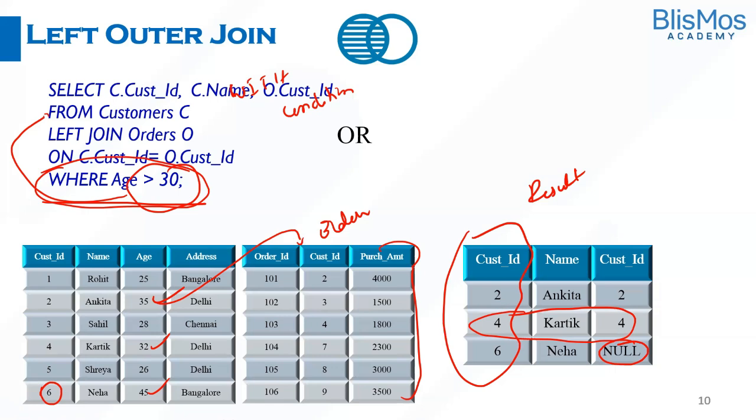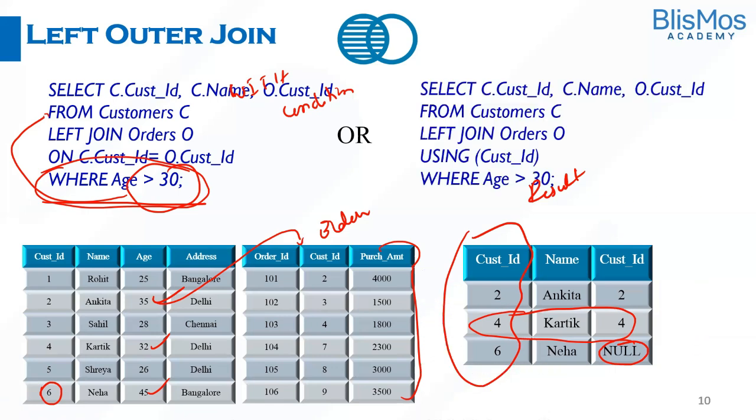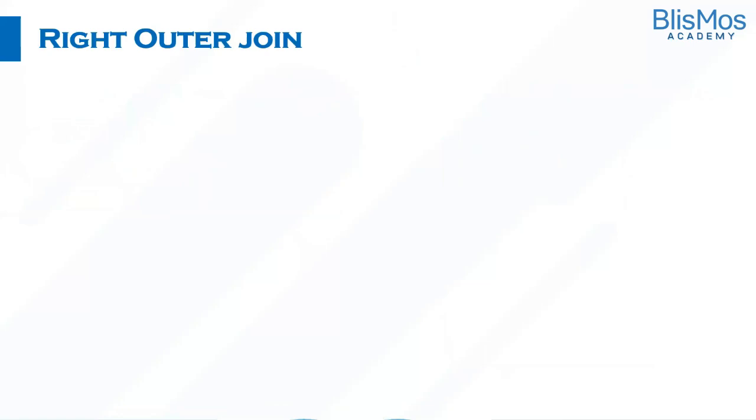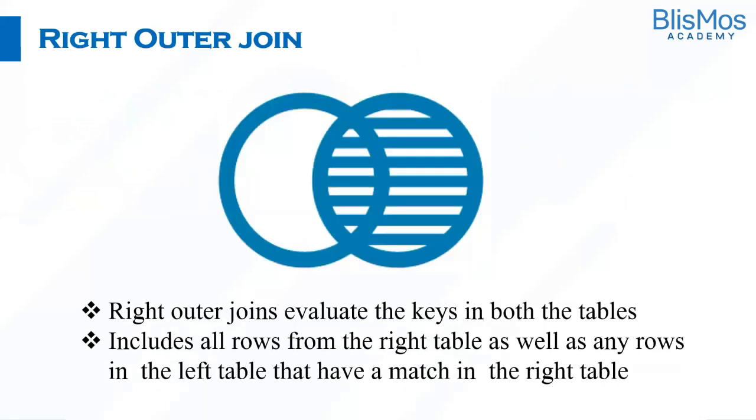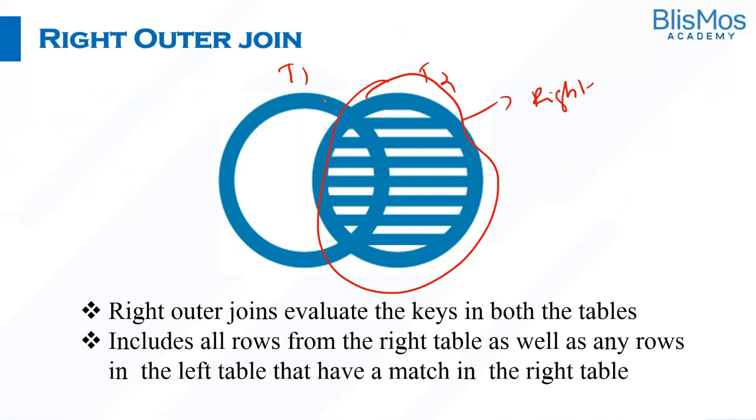We can also write a query in one more way. Everything is same except that, say, using customer ID. This will also provide the same results. So let us understand how the right join works. Right outer join is just the opposite of left outer join. It will evaluate the keys in both the tables, table 1 and table 2, include all the rows from the right table and only the matching records from the left table.